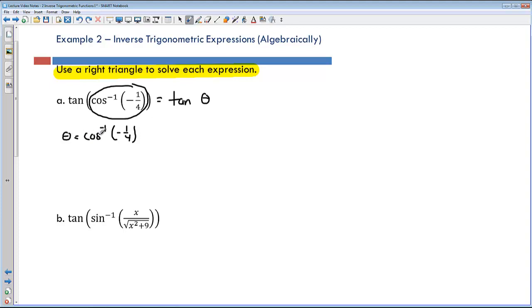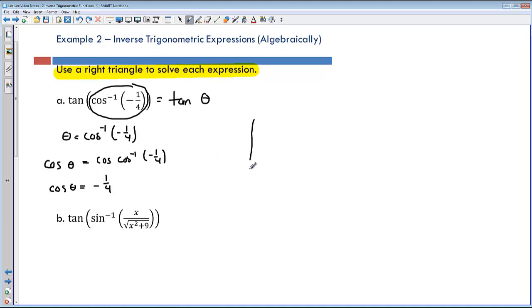And so the idea is you can't work with cosine inverse, so again, you cosine both sides. So do cosine of theta on the left. We'll cosine on the right, cosine of cosine inverse of negative 1/4. And of course, the cosine and cosine inverse undo each other, and you're left with cosine theta is equal to negative 1/4. And so this we can now use to determine which quadrant theta is in.